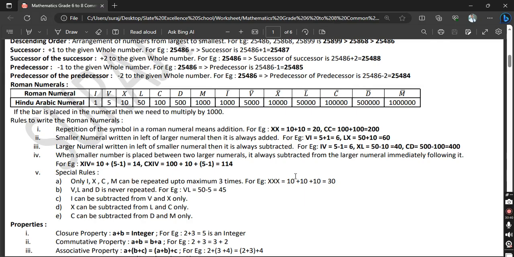Now let us move to the next, that is how to write Roman numerals. Roman numerals can be represented as Roman numbers. As we are able to see in our classroom also, it is written 4, 5, 6 like that. So in Roman numbers, I is represented as 1. V is represented as 5. X is represented as 10. L is represented as 50. C as 100. D as 500. M as 1000.